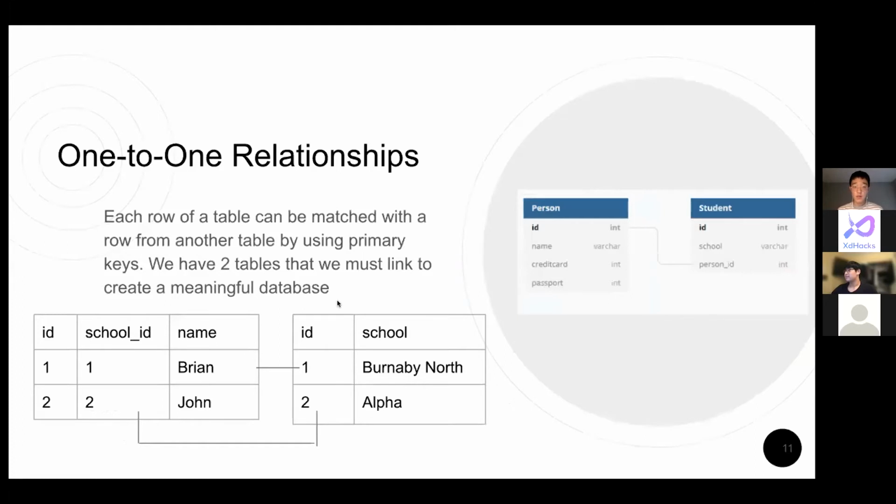So one-to-one is where we have two tables which are distinct in information that can be matched with primary keys. In this case, only the data that have the same primary keys can be matched to create a meaningful database. So Brian, which has a student name, has a school ID of 1, and that can only match with ID of 1, which is Burnaby North. And 2 can only be matched with 2, which is Alpha. And what kind of relationship is this? Well, it tells us that Brian attends Burnaby North, and John attends Alpha.